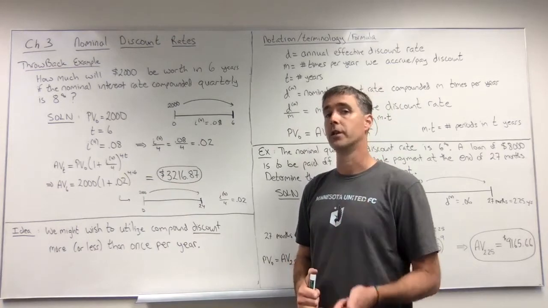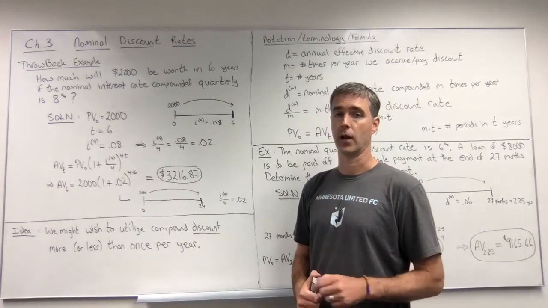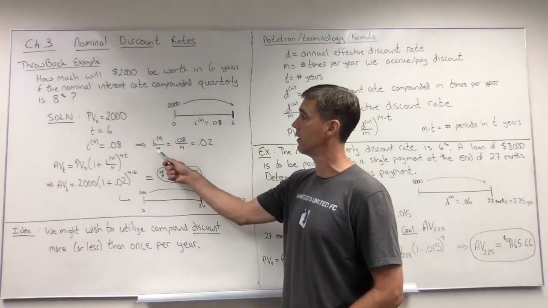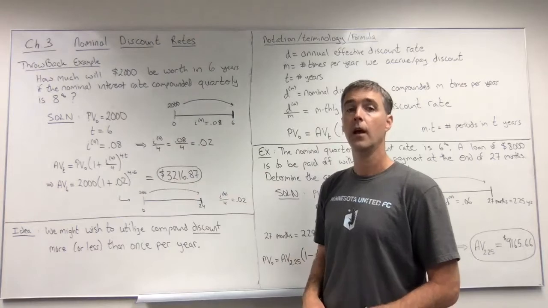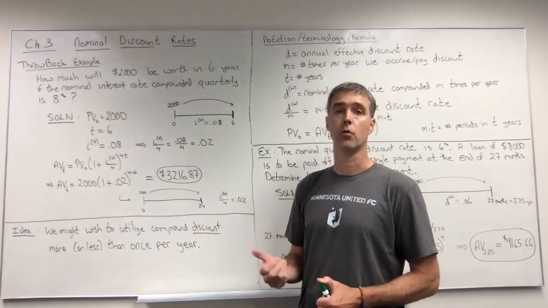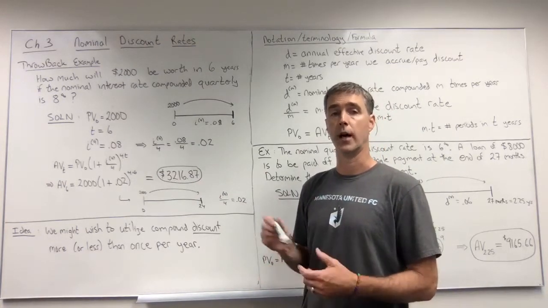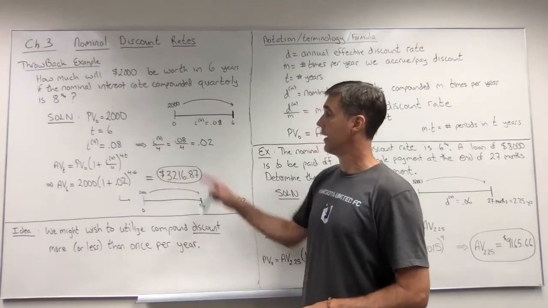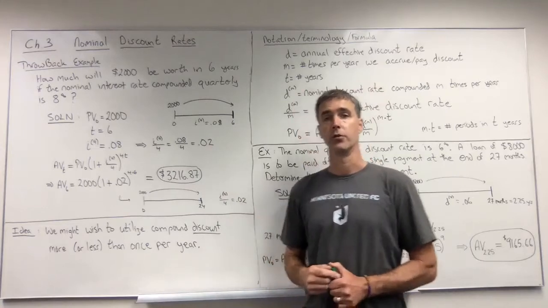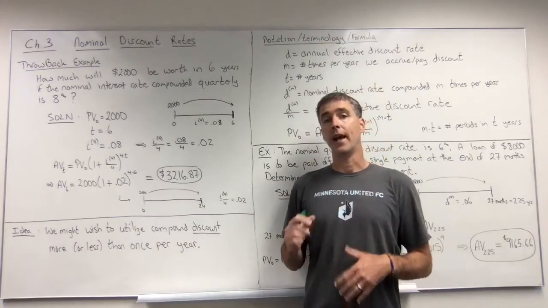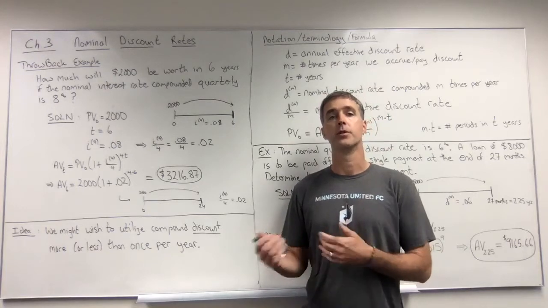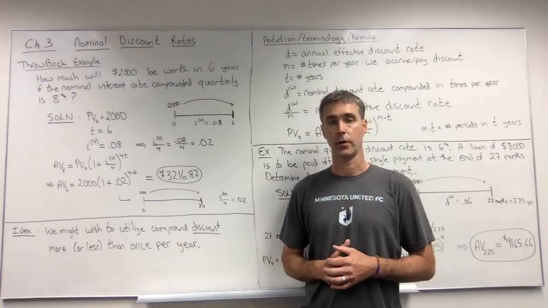Now, I'm never going to use the nominal rate by itself in a computation. I always need an effective rate. So I'm going to take my nominal rate and divide it by 4, because there are 4 quarters in 1 year. This is a nominal rate compounded quarterly. So I divide by 4, and that gives me 2%, 0.02. That means every quarter, every 3 months, we get 2% compound interest.